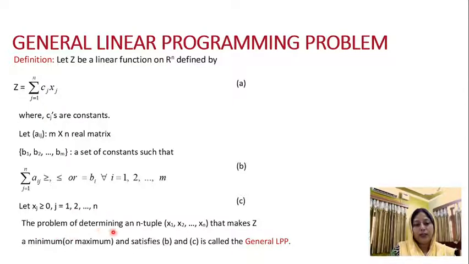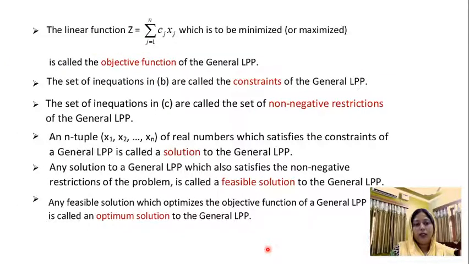The problem of determining an n-tuple x1, x2, xn that makes Z, which is the objective function, a minimum or maximum depending on the problem, and satisfies B and C. This is the set of constraints B, and the set of non-negative restrictions C, is called the general linear programming problem. The linear function Z equal to summation Cj xj, which is to be minimized or maximized, is called the objective function of the general linear programming problem. The set of inequations in B are called the constraints of the general linear programming problem. The set of inequations in C are called the set of non-negative restrictions of the general linear programming problem.